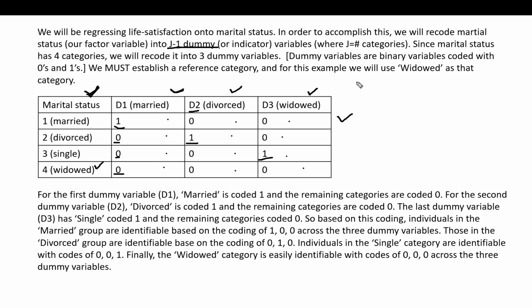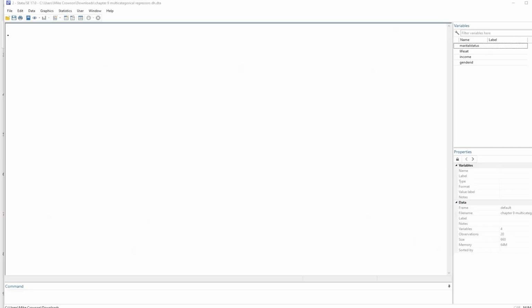And if we tried to add in a fourth dummy variable for widowed, where we had 1 for widowed and zeros for all the other categories, we would end up with a problem of collinearity, and basically it would create problems with running our analysis. So we don't want that to happen. So that's basically what we're going to start off with in terms of our example.